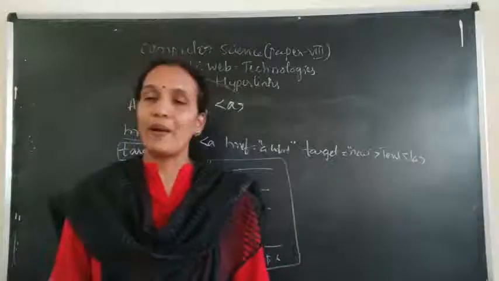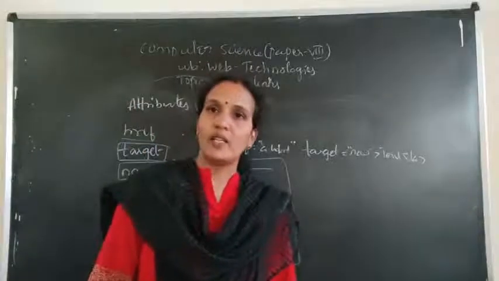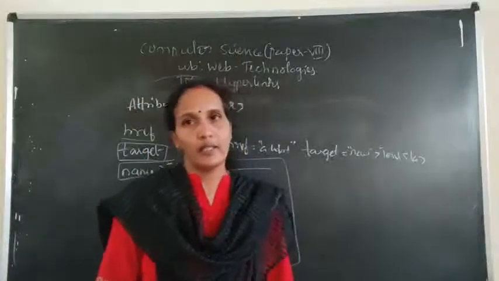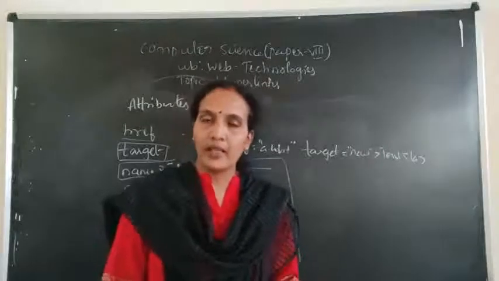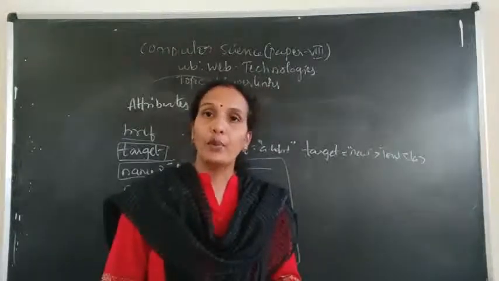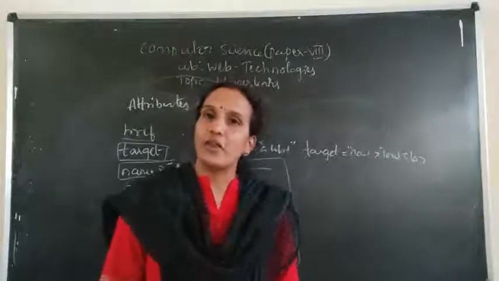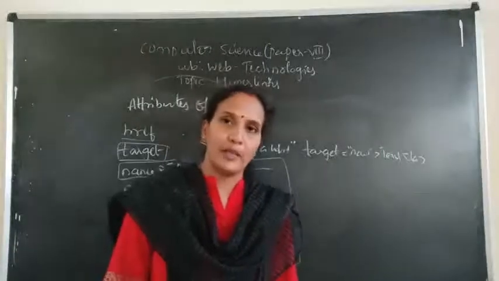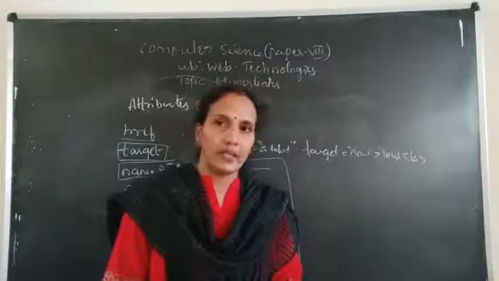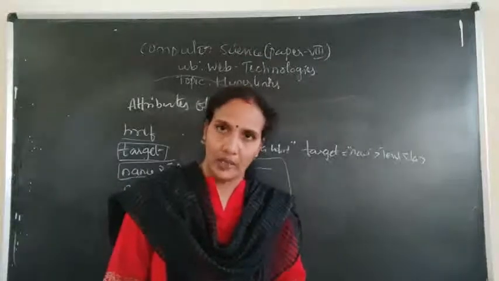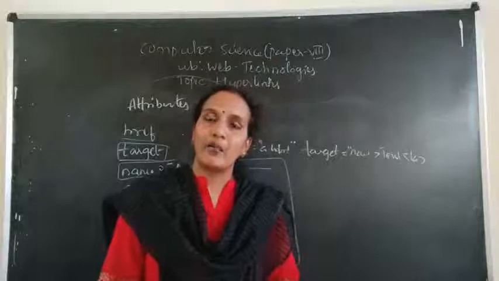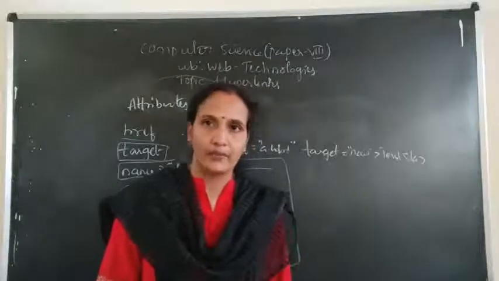Now, how many types of paths do we have? Two types: one is absolute and the second one is relative. When the source file and the target file are both in the same location, that type of path is called a relative path. When the source file and the target file are not in the same location, that type of path is called an absolute path.